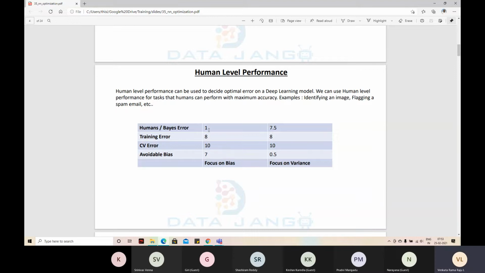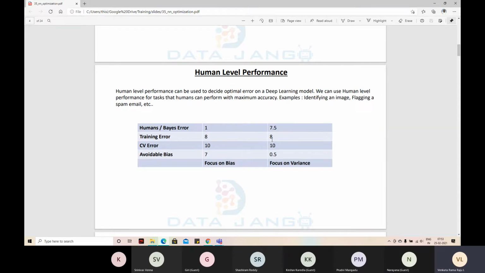Especially in deep learning models, we try to achieve human level performance, not in machine learning algorithms. That's where we are comparing the model's performance with human level performance. On a second data set, the human is making 7.5 error, but the model is making 8 error, and the cross validation is 10. Here the gap between the training error and the cross validation error is high compared to the gap between the human level error and the model's error. So you should be focusing on overfitting, on variance.